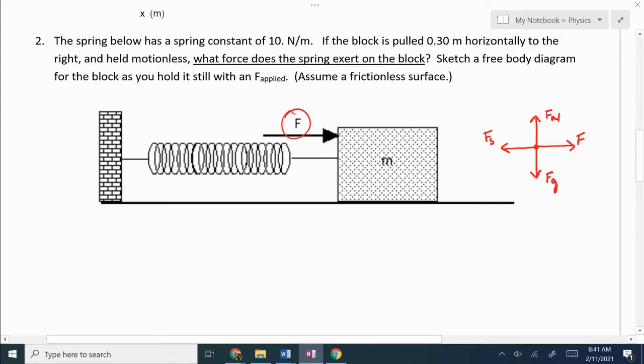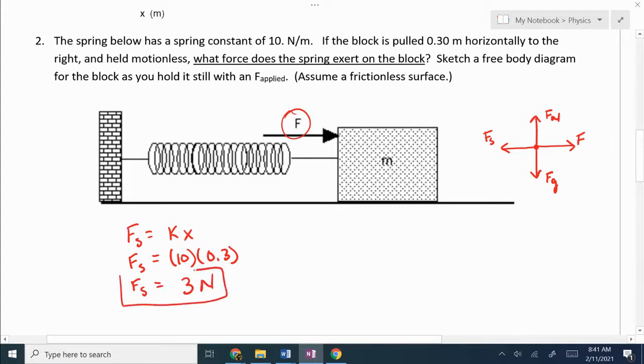It says, what force does the spring apply? Basically, to calculate the force of the spring, that's just F is equal to Kx. It tells you that K is 10, tells you that X is 0.3. So that's going to be 3 newtons. And there you go.